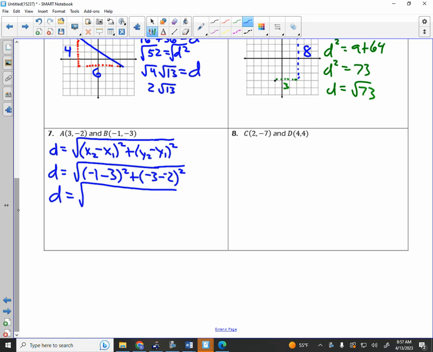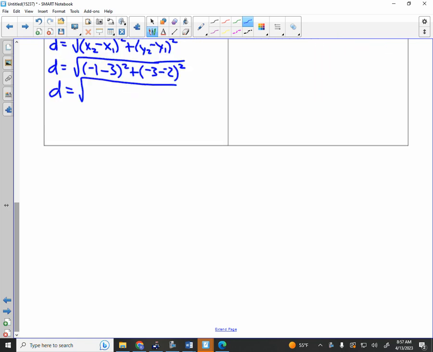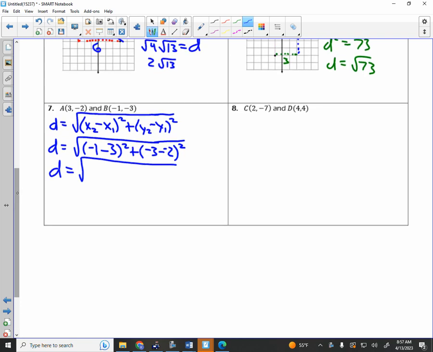Now, please be careful because people mess up their negatives. No reason for us to make that mistake here. Negative 1 minus 3 is negative 4. And when you square a negative, it becomes positive. So make sure all these numbers underneath here are positive. So 4 squared is 16. The negative 3 minus the negative 2, remember you add the opposite, and so you get a negative 1. Squared is 1. So we get square root of 17.